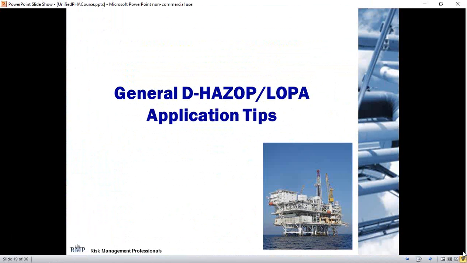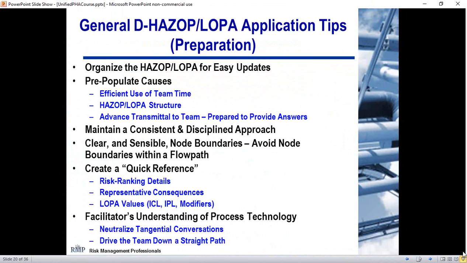So let's talk about general application tips. A lot of these are applicable for all HAZOP studies. Some are very specialized to design HAZOP, and I'm going to try to differentiate those a little bit. All right, so let's talk about preparation.